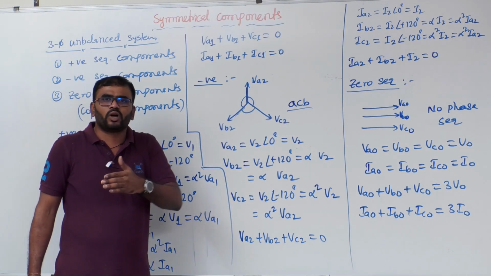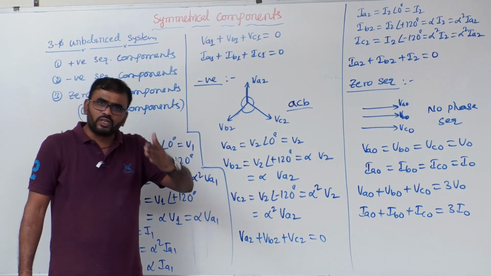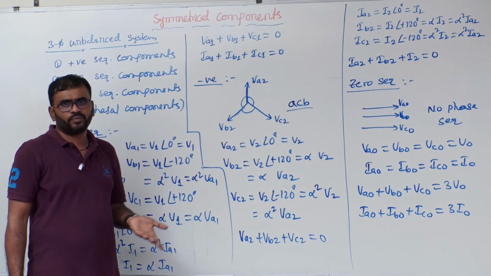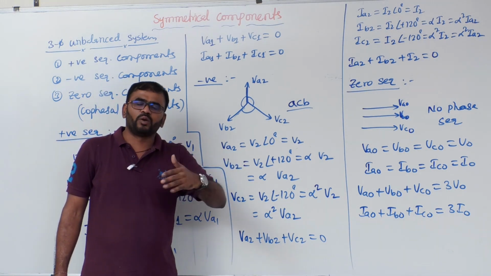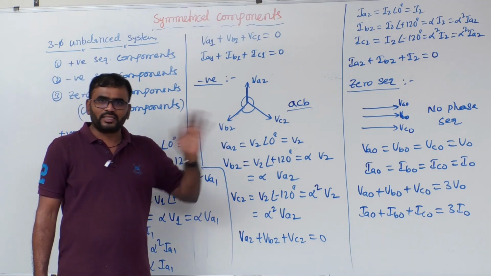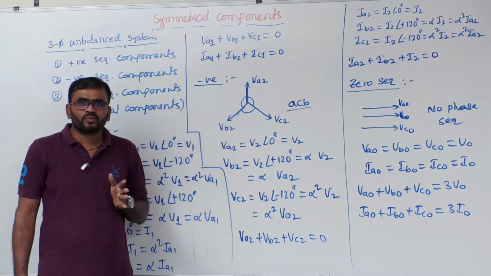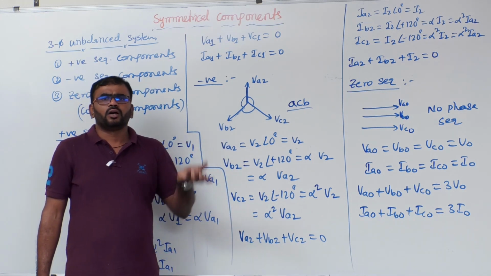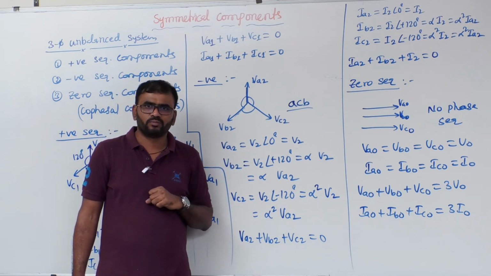Similarly, VB is VB1, VB2 and VB0. VC is VC1, VC2, VC0. The same thing we can write for current: IA is IA1 plus IA2 plus IA0, IB is IB1 plus IB2 plus IB0, IC is IC1 plus IC2 plus IC0. Clear? So with that we can write the relation between the unbalanced phasors and symmetrical components, and similarly we can write symmetrical components in terms of unbalanced phasors as well.